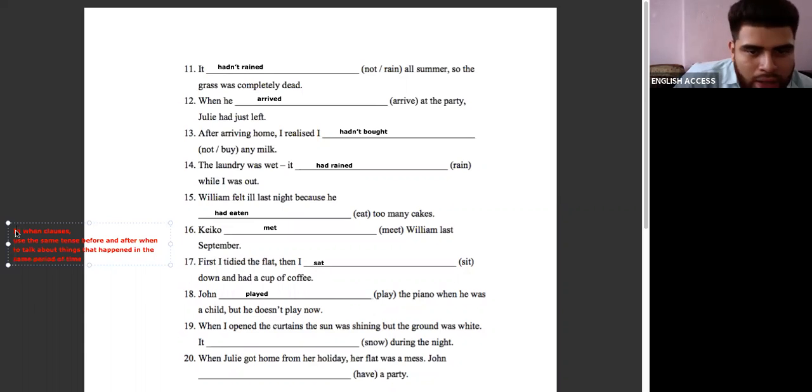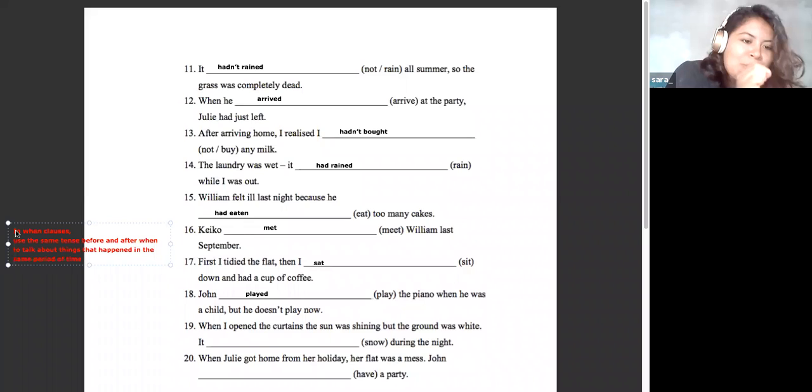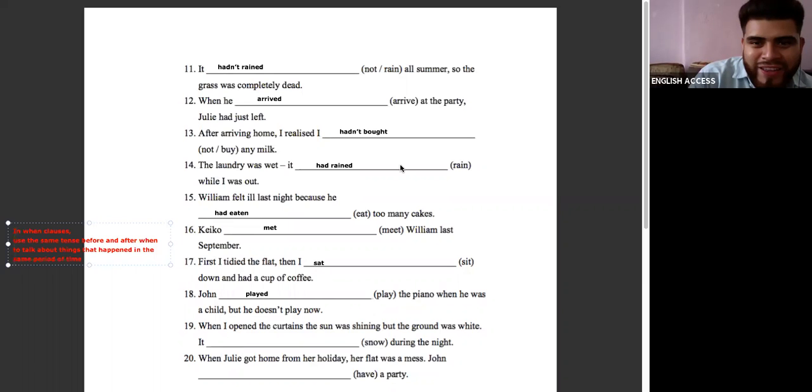Can you move your cursor? I can see the. Here, sorry. And when clauses.